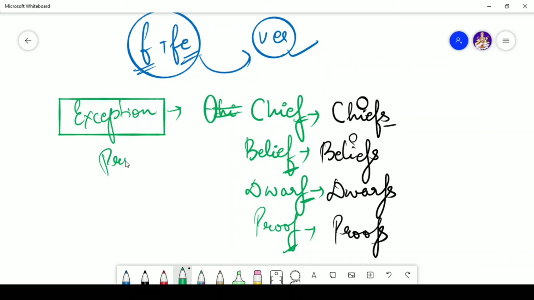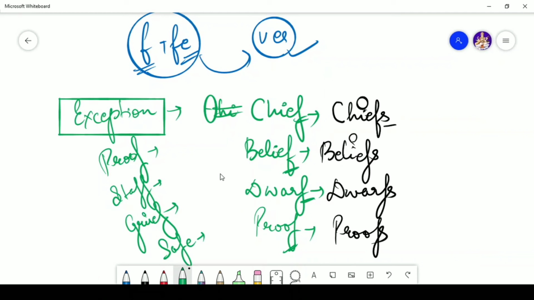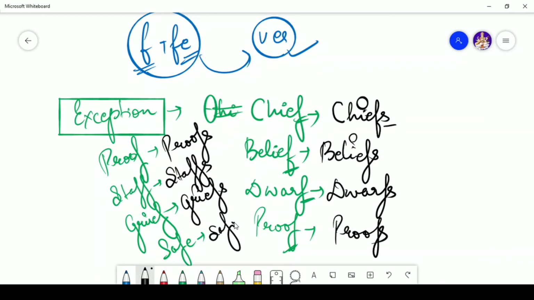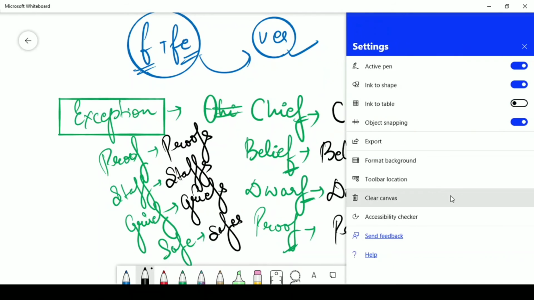Other than these, there are some more examples, like proof, staff, grief, safe. Now in all of these words, you just have to add S instead of excluding F and using VES. Staffs, griefs, safes. Got it? Now let's talk about the eighth rule.